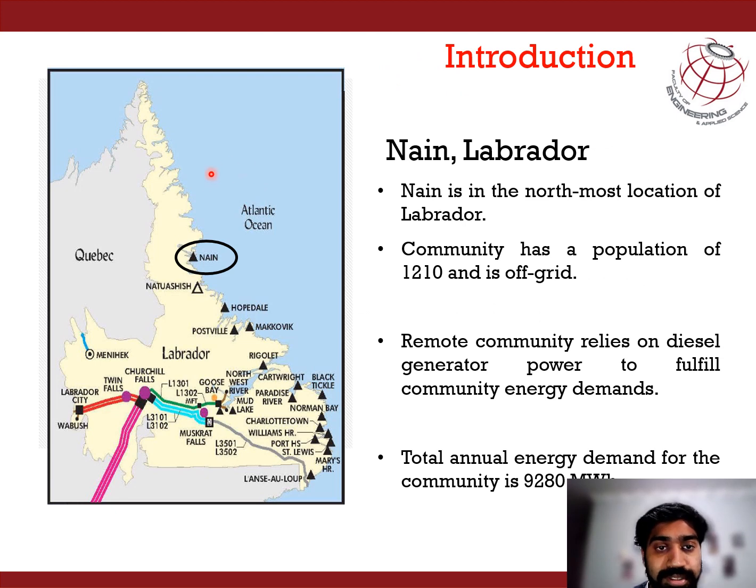As can be seen in this picture, Nain is the northernmost location of Labrador, and it is not connected with the Newfoundland grid, and it is not possible to connect with the Quebec link as well because of the high transmission cost and long transmission line. This Nain remote community has a population of 1210, and it is 100% relying on diesel power generation, and the annual energy demand for this community is close to 9,000 megawatt hour.